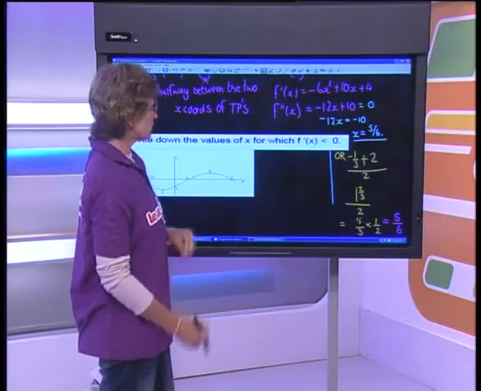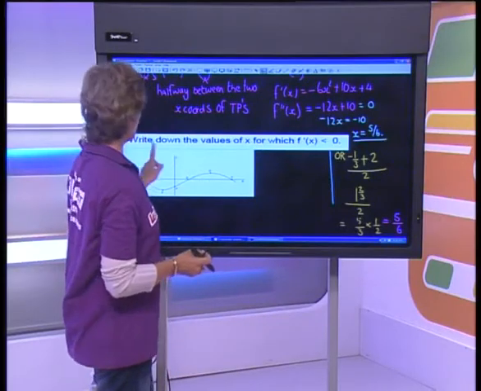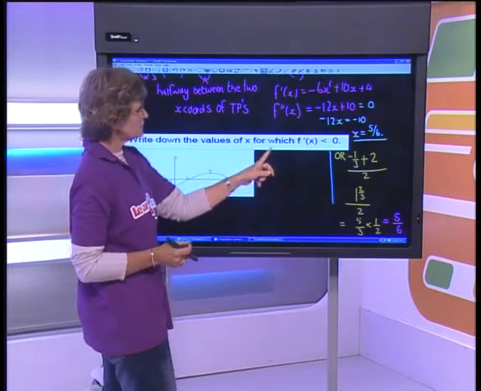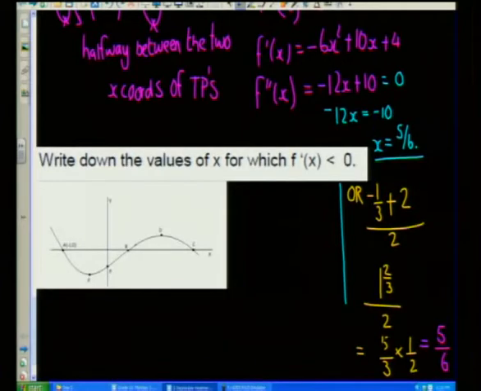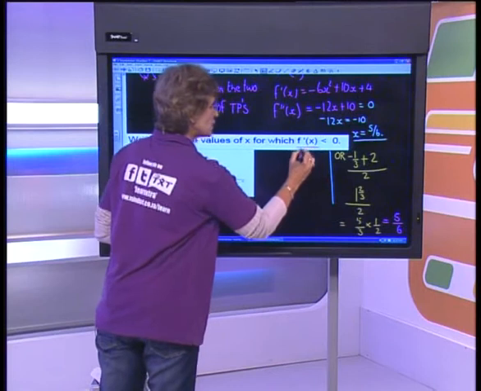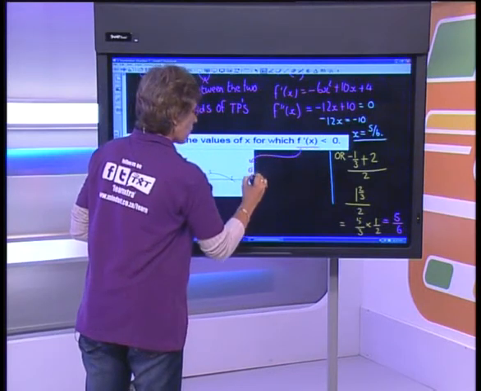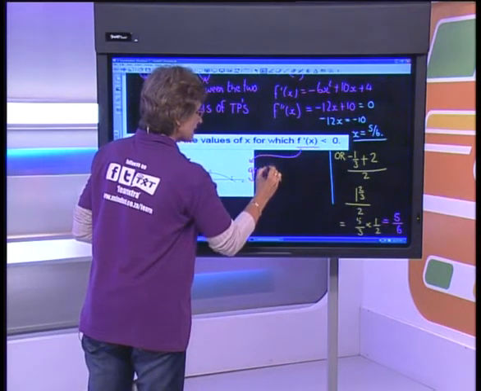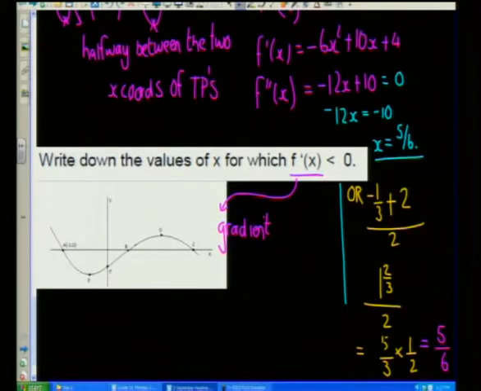Okay, the last question of this segment is I want us to be able to write down the values of x for which f dash x is less than naught. Now, so many candidates battle with this because they don't actually understand the notation. All right, so they are actually asking you, when is the gradient or the slope less than naught? So in other words, negative.